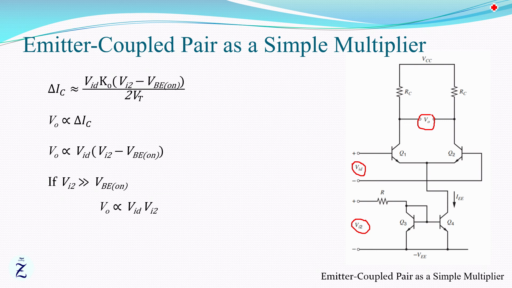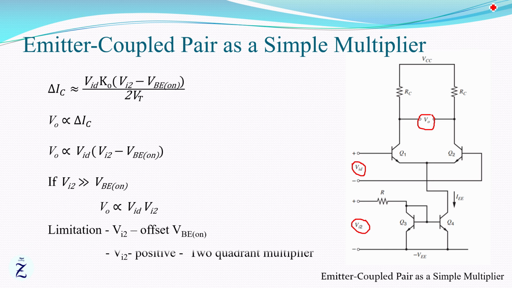This circuit have several limitations. The first limitation is that Vi2 is offset by VBE on, and the second one is Vi2 must always be positive, which results in only a two-quadrant multiplier operation. The third limitation is that the first input voltage VID must be very much less than Vt to make tanh of VID divided by 2Vt equal to VID divided by 2Vt. The first two limitations are overcome in the Gilbert cell.